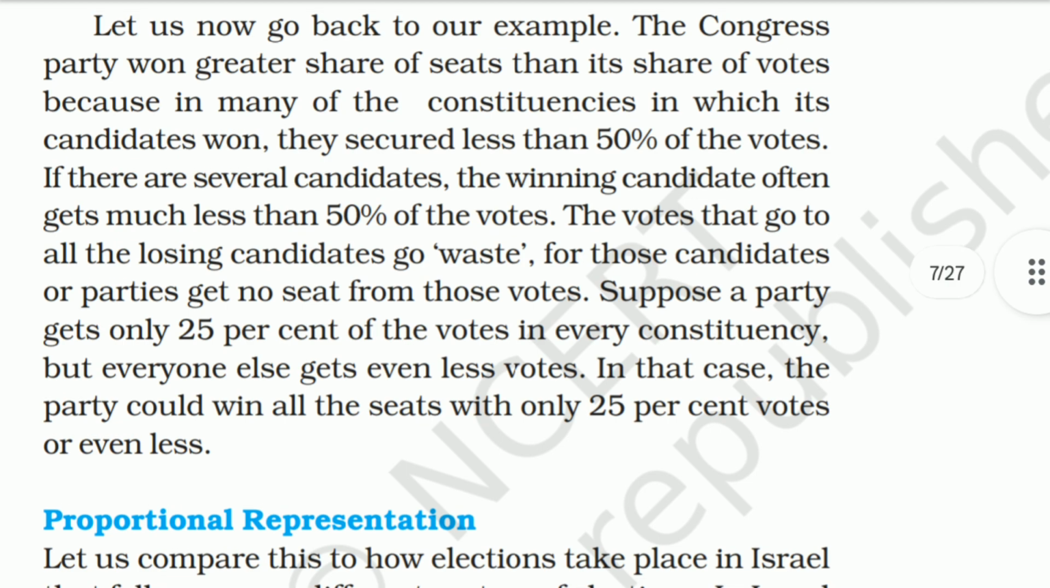Let's now go back to our example. The Congress party won a greater share of seats than its share of votes because in many of the constituencies in which its candidates won, they secured less than 50% of the votes. If there are several candidates, the winning candidate often gets much less than 50% of the votes. The votes that go to all the losing candidates go waste, as those candidates or parties get no seats from these votes. Suppose a party gets only 25% of the votes in every constituency, but everyone else gets even fewer votes. In that case, the party would win all the seats with only 25% of the votes or even less.